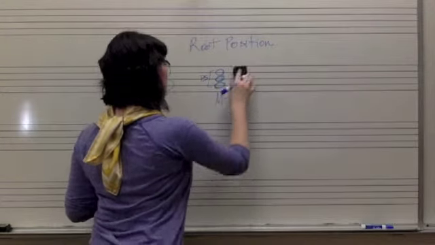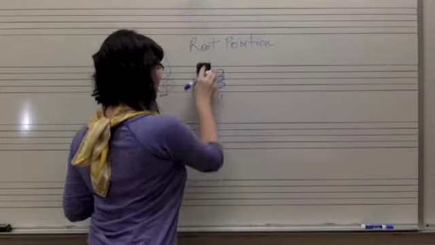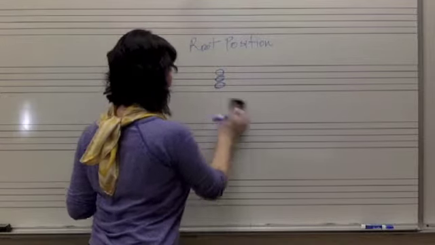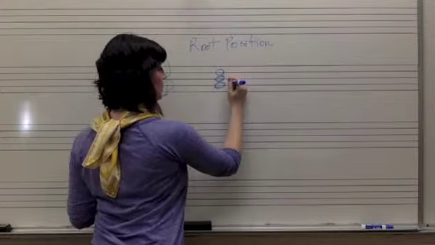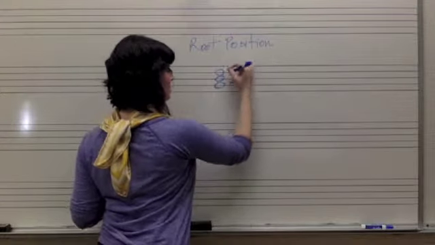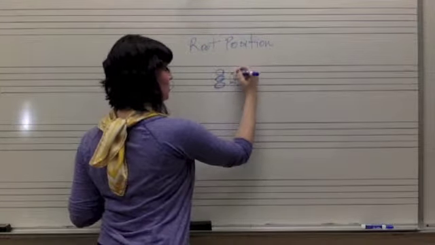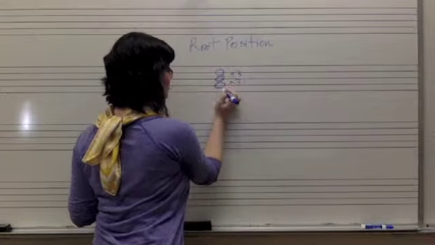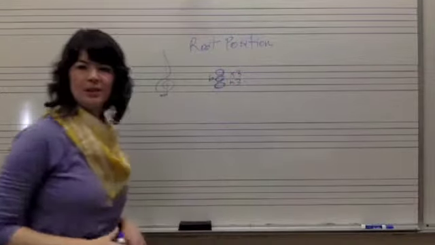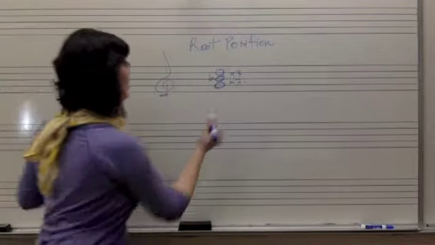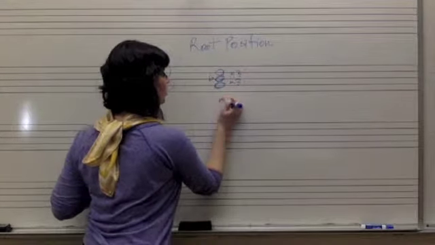Now, if we wanted to make this minor, all we do is reverse the major and minor third. So we put a minor third on the bottom, which means it'll be a major third on the top. So all you have to do is lower the third of the chord. So that's what we do. Put a B flat right there, minor chord.